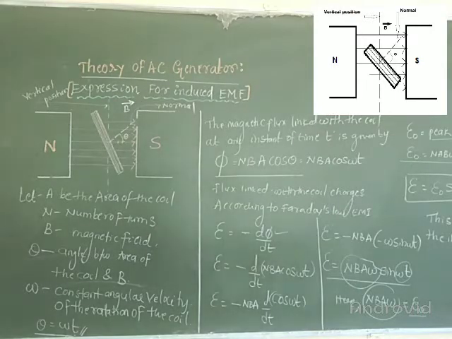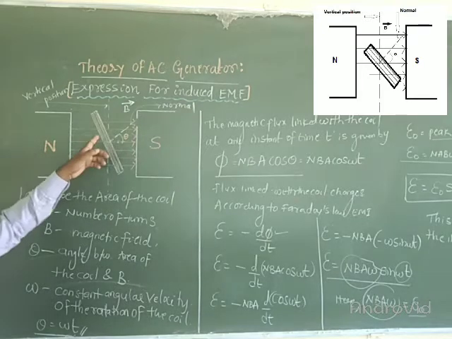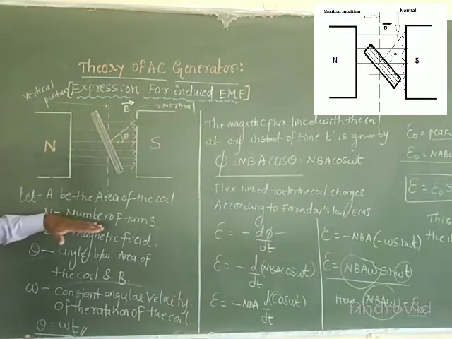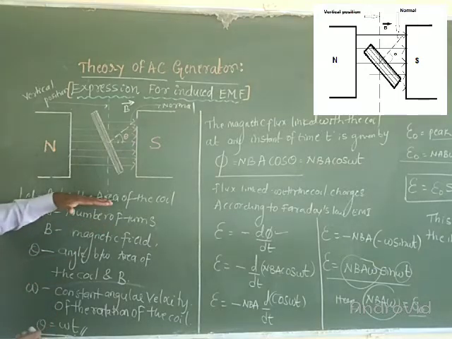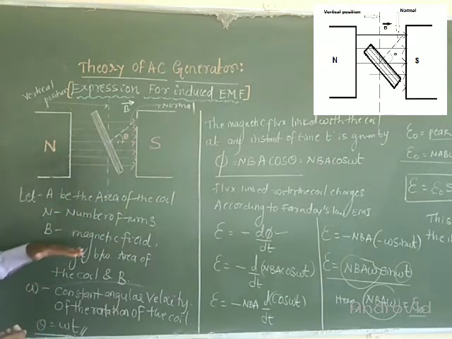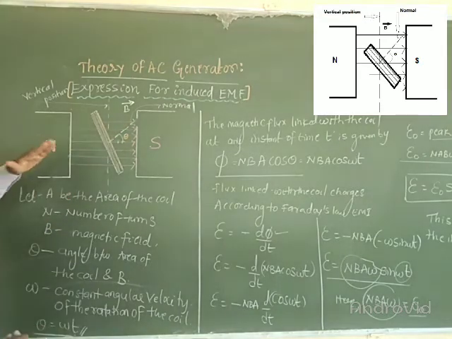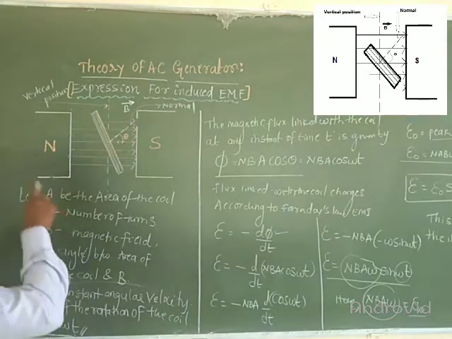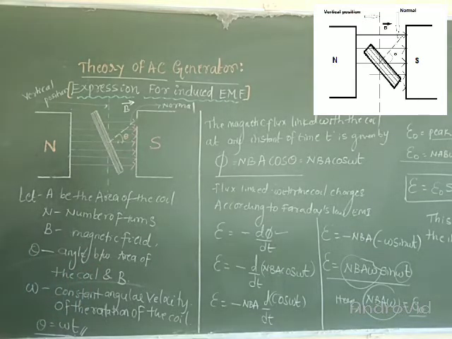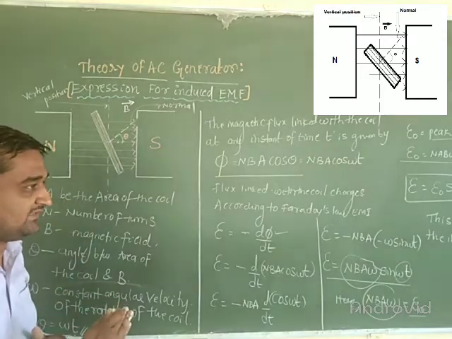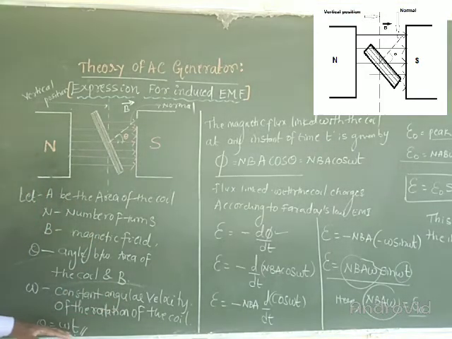So this figure consists of what here? We have a rectangular coil. It consists of N number of turns. A is the area of the coil and B is the magnetic field, and theta is the angle between the normal to the coil and the magnetic field, and ω is the constant angular velocity with which the coil is rotated. Therefore theta is equal to ωt. Angular velocity is angular displacement divided by time. Therefore angular displacement is equal to ωt.